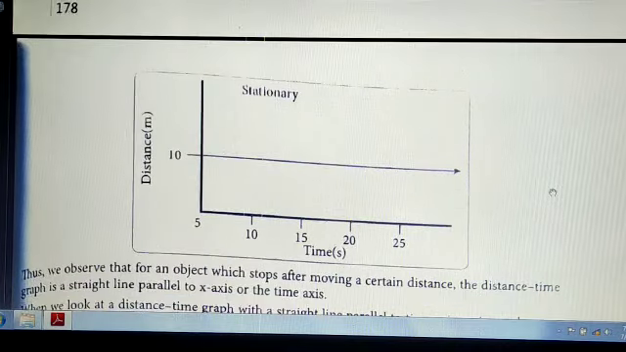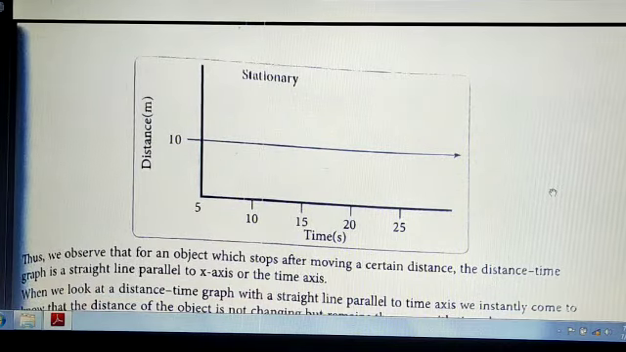So you can see this is the simplest graph. Distance on x-axis and time on y-axis. So for an object which stops after moving a certain distance, this is a straight line parallel to the x-axis or the time axis.